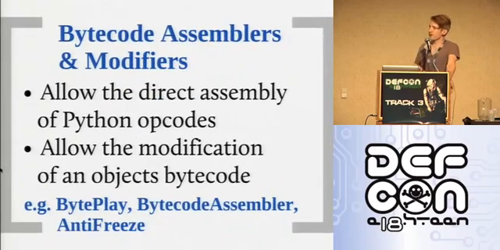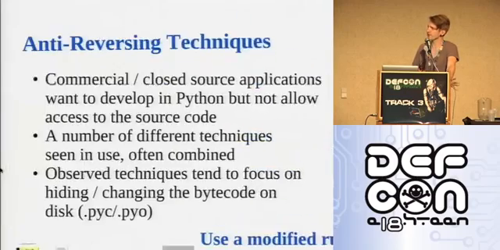Bytecode assemblers and modifiers. Byteplay and bytecode assembler are certainly good ones. Antifreeze is an example that we've already spoken about for PYDs. These allow you to work at the Python bytecode layer rather than at the Python source layer. If you're interested in this level of Python, they're certainly good to play with, and you'll learn a lot more about how the Python runtime actually operates by playing with them. So that's what exists so far.